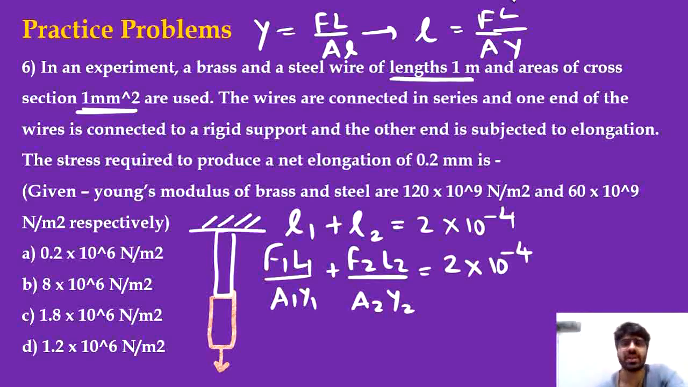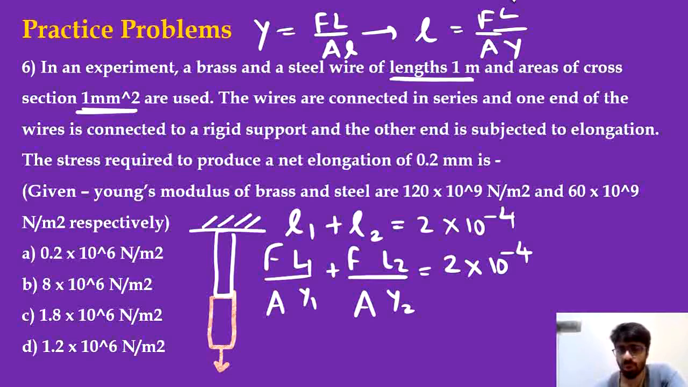Now you need to understand that whenever two wires are connected in series, the net elongation is the total of the two elongations, and that condition we used here. But at the same time, the force that you are applying on the two wires is going to be the same. So whether you talk about F1 or F2, the two of them are going to be the same, and that is why I am not separately writing F1 and F2. I am writing it simply as F for both the wires. They have also said that the area of cross section for both the wires is the same, so we will simply write it as A only and not A1 and A2.